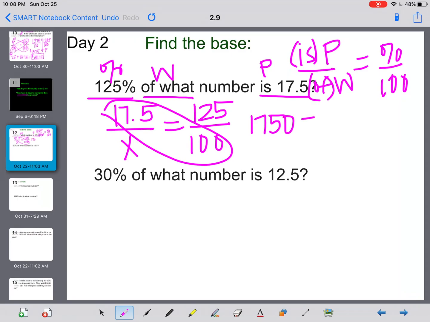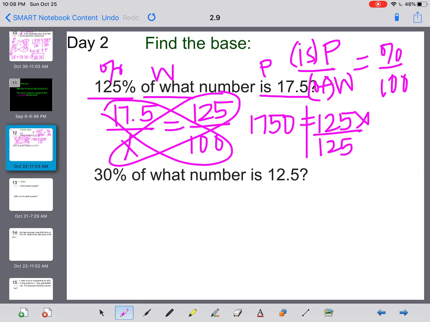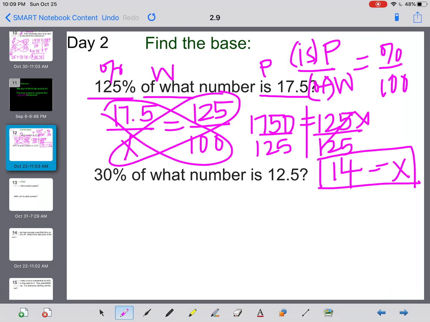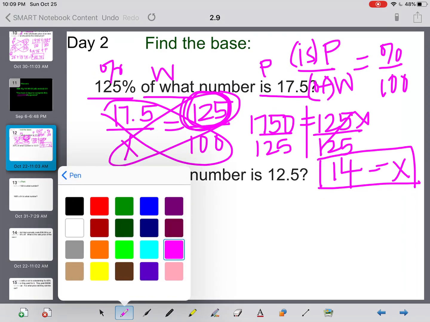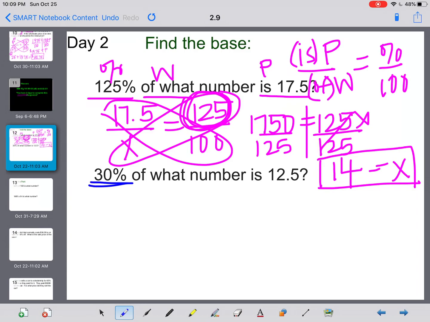So when I do my cross multiplication, I end up with 1,750 equals 125x. And when I divide by 125, I get x is equal to 14. This number is smaller than the part because that part was 125%, which is actually more than the 100%.